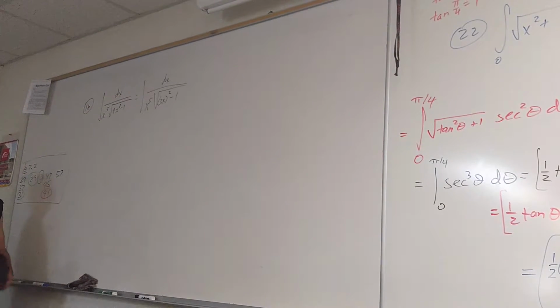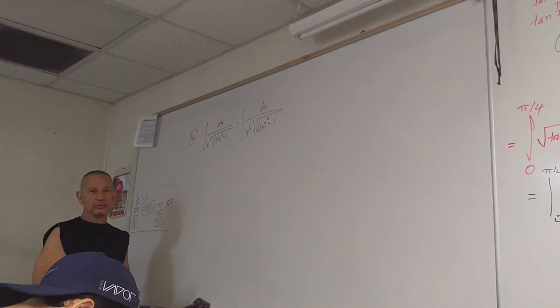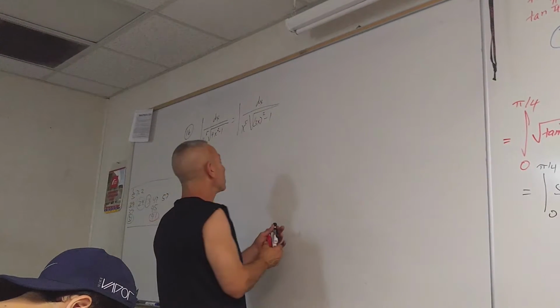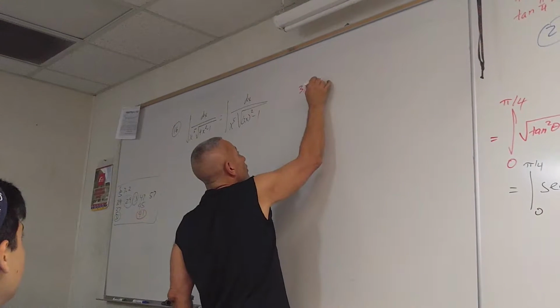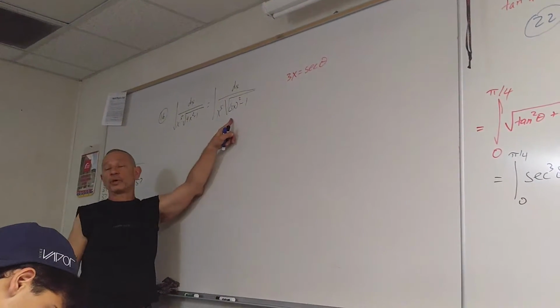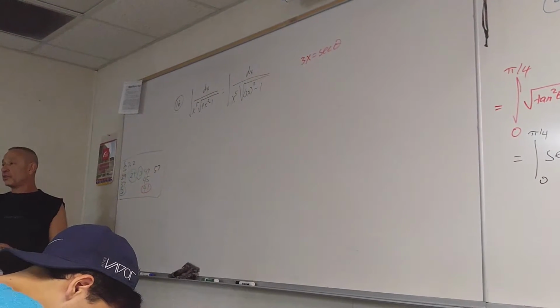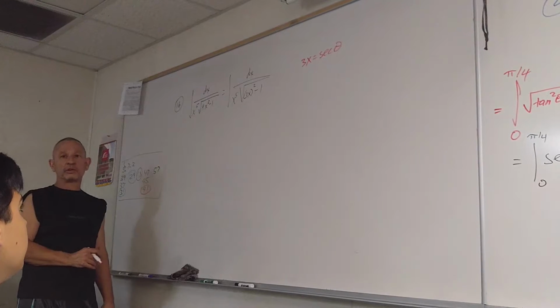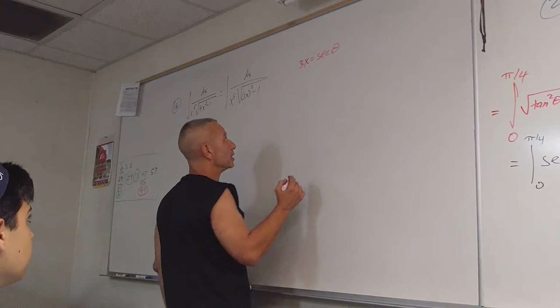I don't want 9x squared minus 1. I want secant squared theta minus 1. So I'm going to let 3x equal secant theta. That will now be secant squared theta minus 1. Secant squared theta minus 1 is tan squared. Square root of tan squared is tangent. I will get rid of the radical by doing this.